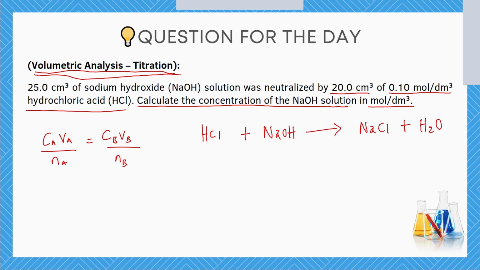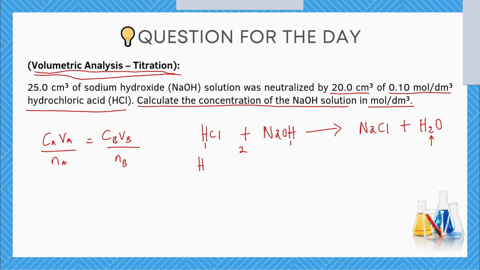So the next thing we need to do is to balance this chemical equation. Let's check if it's balanced. The first element we have is hydrogen. On the left hand side, we have one atom of hydrogen over here, another atom of hydrogen over here. So we have two atoms altogether of hydrogen. On the right hand side, we also have two atoms of hydrogen.